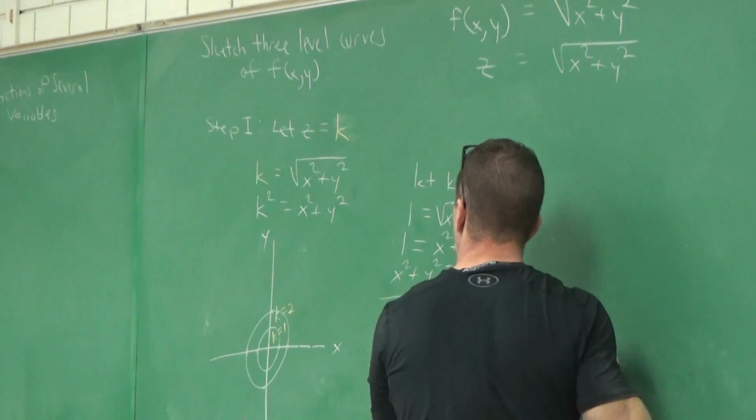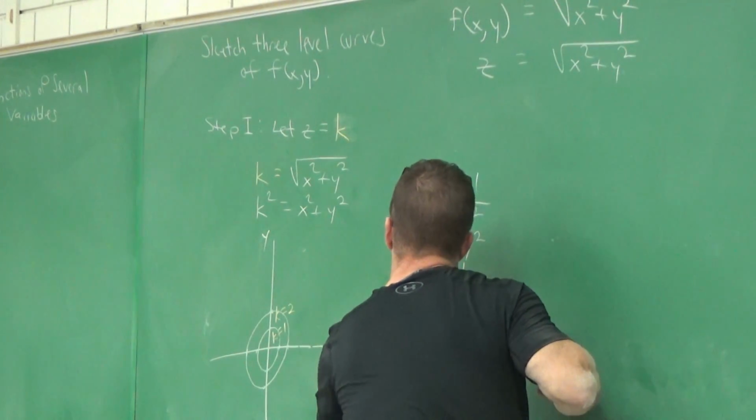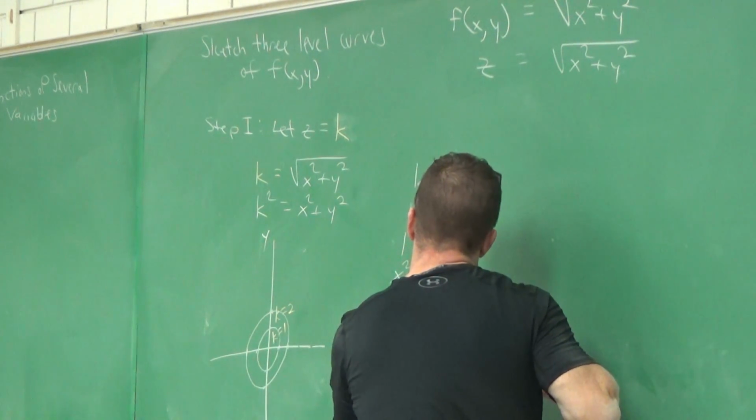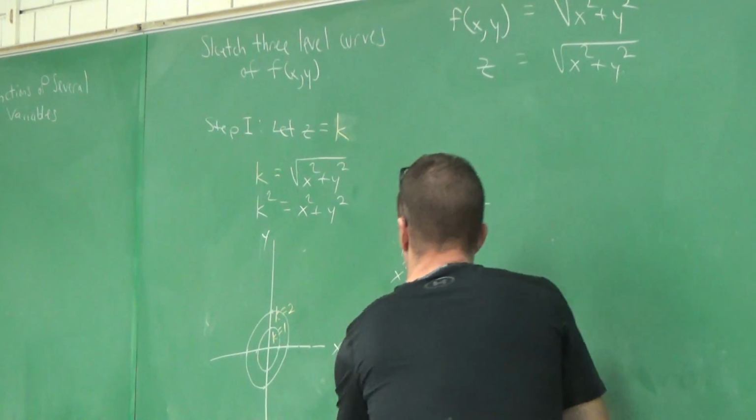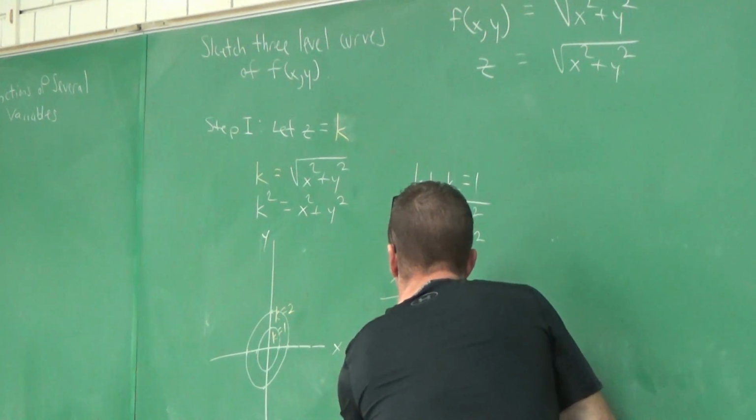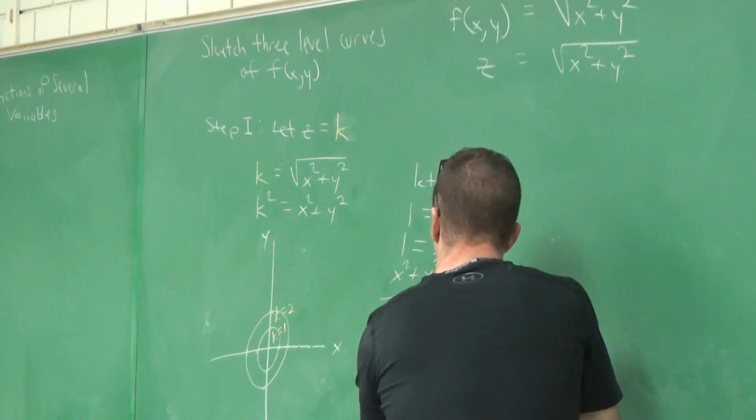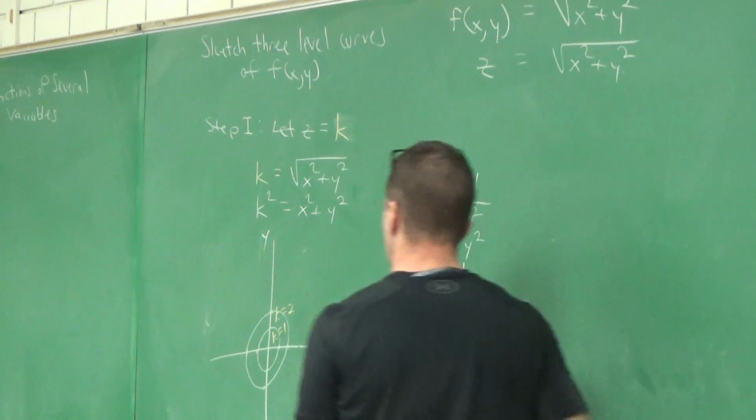Cool. One more. What do you want to let k equal? k equals 3 sounds good to me. What's the equation? x squared plus y squared equals 3 squared, which is 9. That's a circle with a radius of 3.